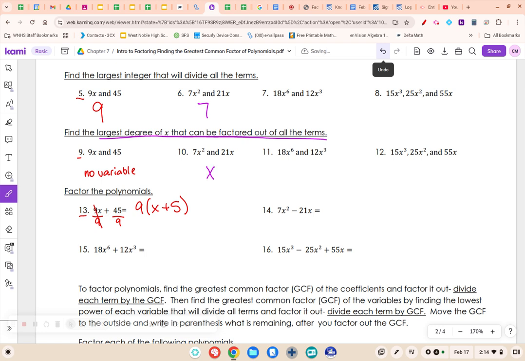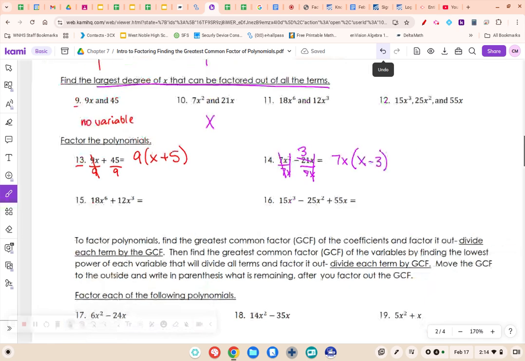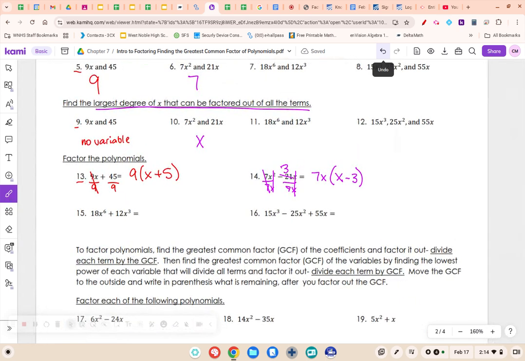So I'm going to skip over to question 14. Put these together. My GCF is 7x. So I'm going to put that on the outside of my parentheses and then divide each thing by 7x. That gives me x. Negative 21 divided by 7 is negative 3. And the x's cancel. Once again, I can check this by distributing back through. I'm not going to, but it is an option.